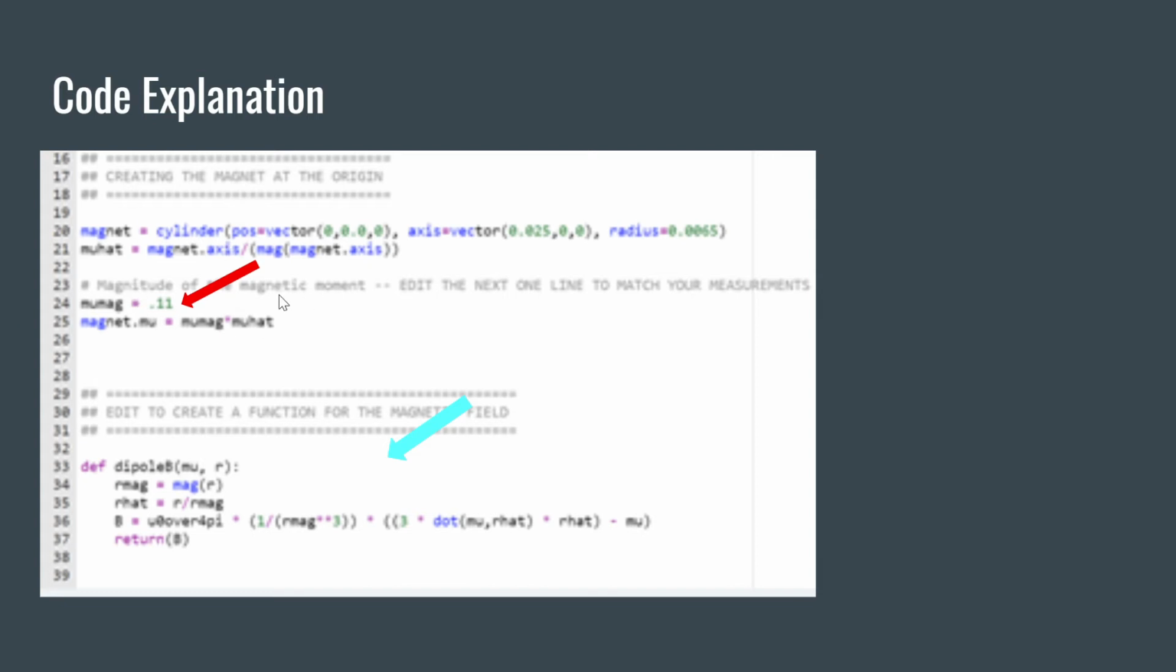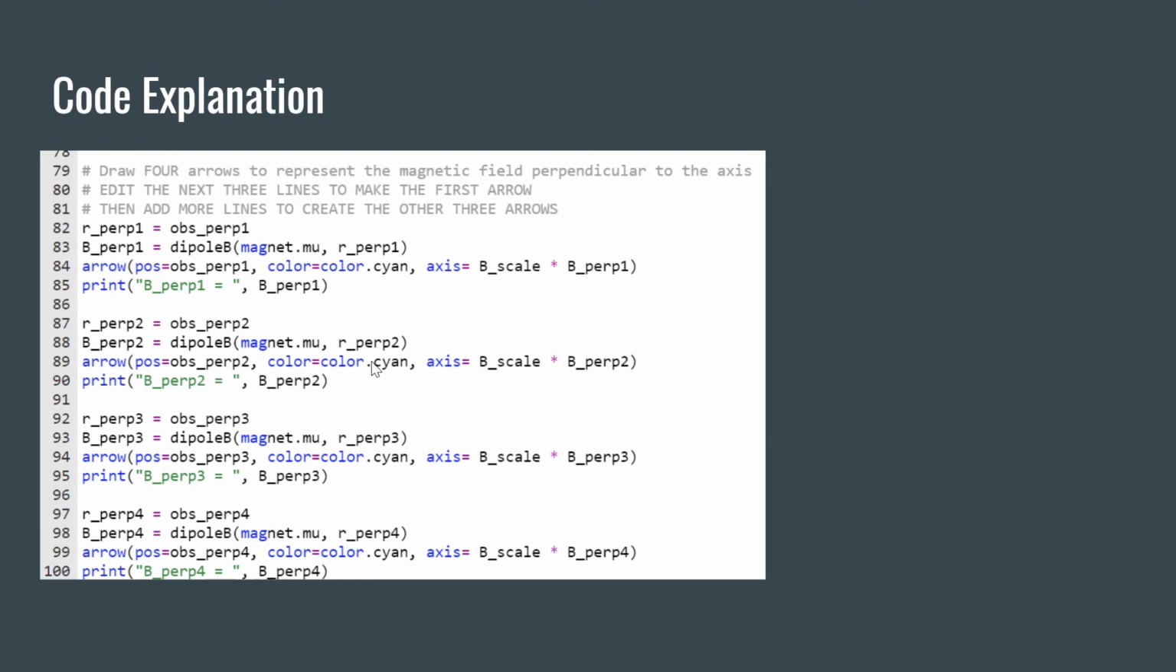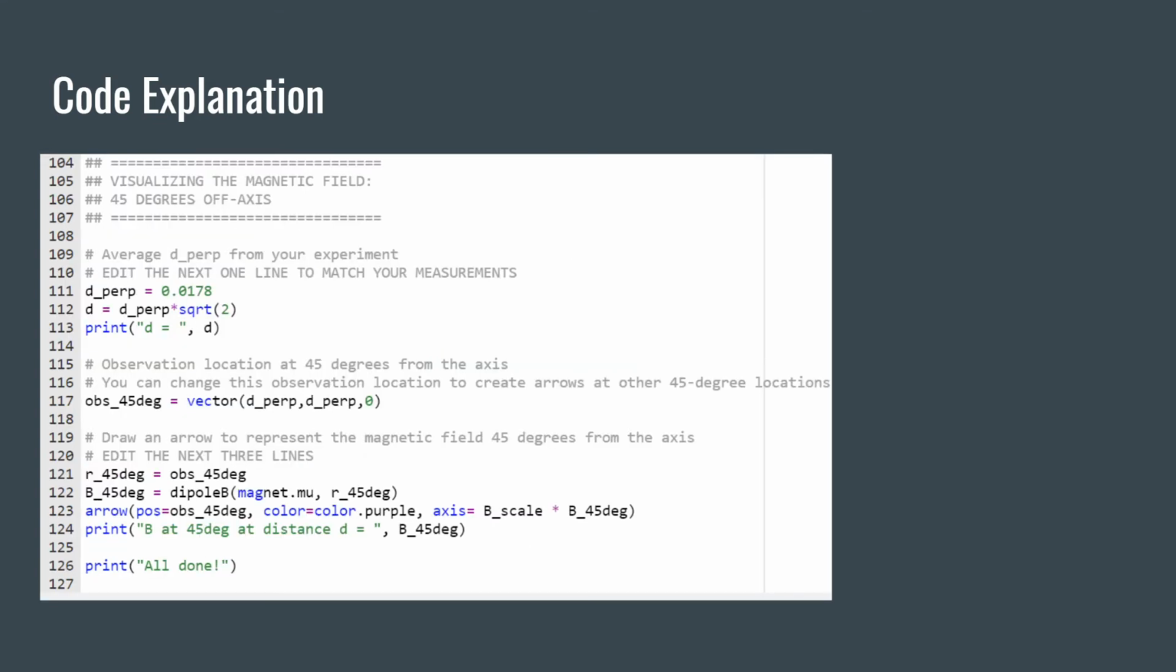In the red arrow, you'll see where I created a variable for mu mag, the magnitude of mu, in the skeleton code that was given. On the blue arrow, you'll see the function for the magnetic field. Here, we modified the 4 arrows that represent the magnetic field that's perpendicular to the axis. Here, these are the arrows that are 45 degrees off axis.